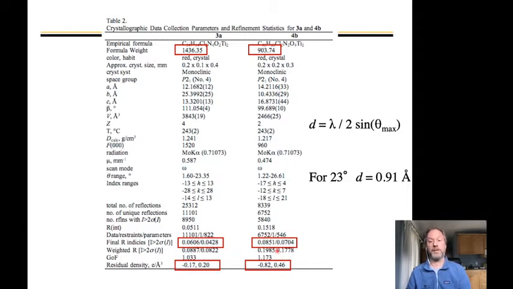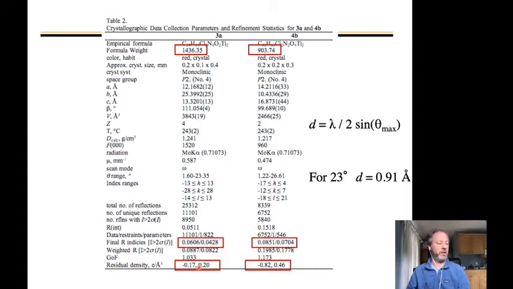The one that's in the box, conveniently, is the most important one. So this is the final R indices, and the ones where you're only looking at where the intensity is above 2 sigma. So 6.4% structure, 8.7% structure. So very good structures. Goodness of fit should be close to 1.